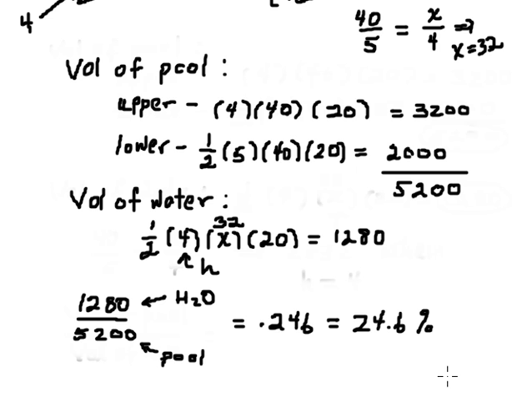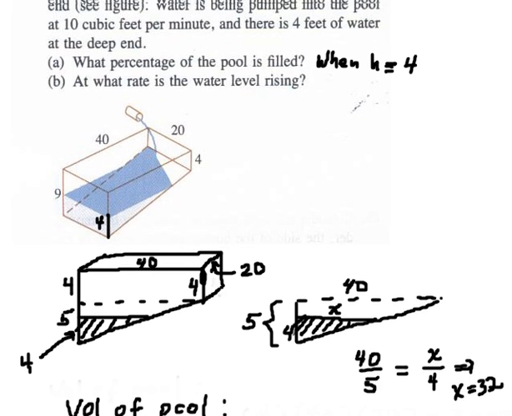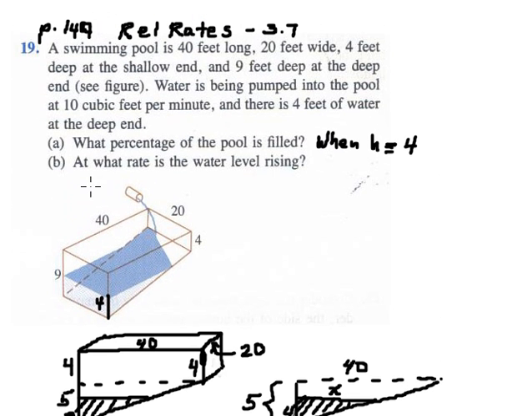Okay, so now we're ready for part B. Let's go back and read part B. Part B says, at what rate is the water level rising? Okay, that is, at what rate is the water level rising when H equals 4? And let's just remember here we're being told that the water is being pumped into the pool at 10 cubic feet per minute. So that means that the volume of the water is changing. dV dt is equal to 10.